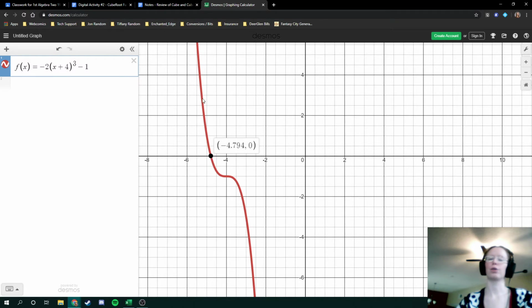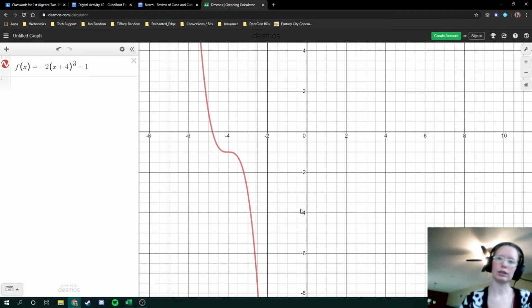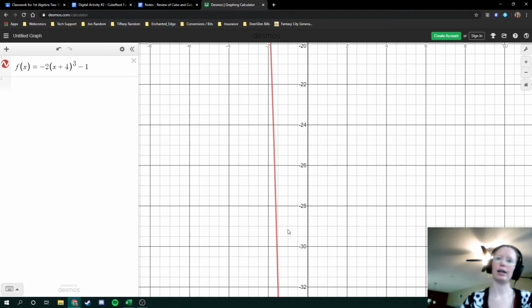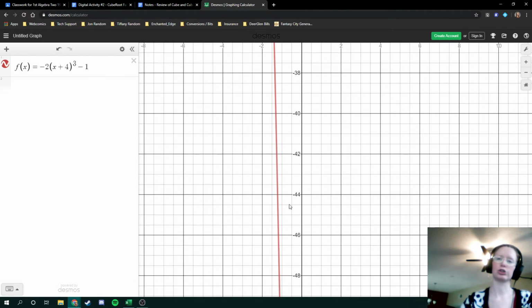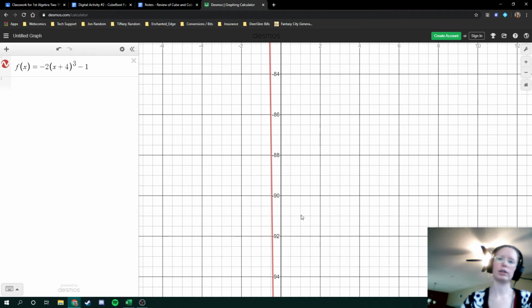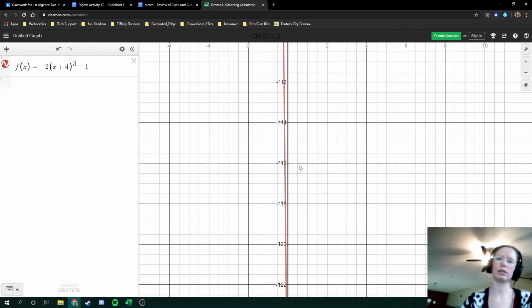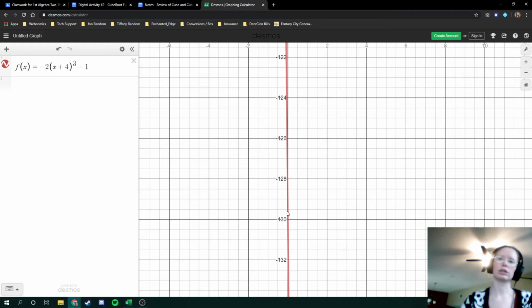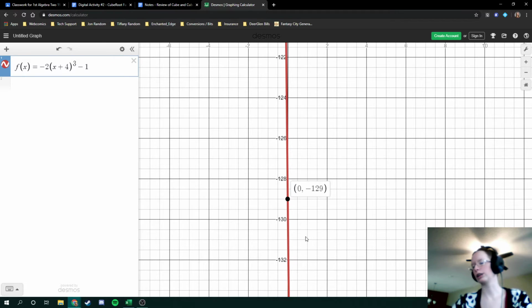-4.7940. And our y-intercept, I can't see my y-intercept immediately, so I'm going to scroll, either click and drag with my mouse, or just swipe up with my phone all the way until I see that red line. Looks like it starts to cross. I can touch. There it is. And so my y-intercept is at 0, -129. Reason is just that cubes get so big so quickly that they move a lot faster.